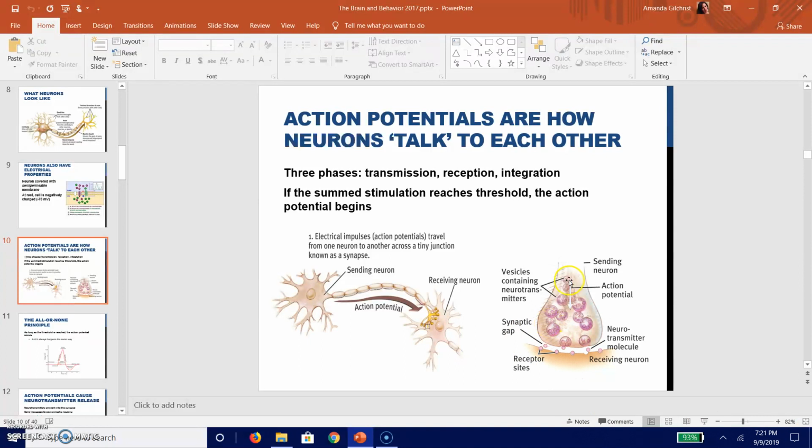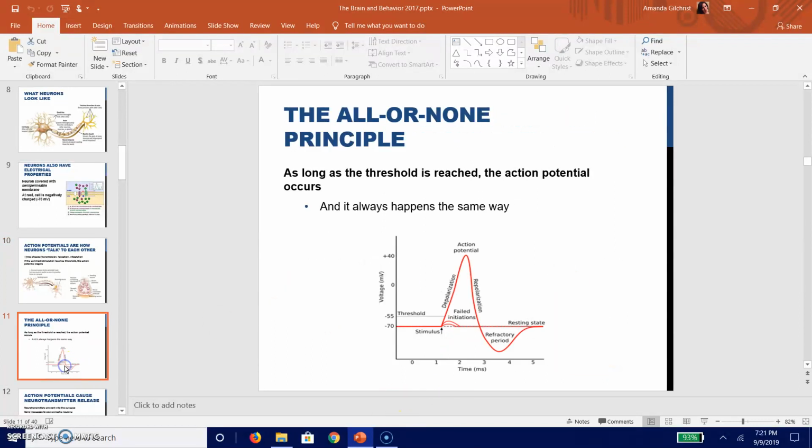So here's kind of what this looks like. An action potential goes down the neuron, releases some neurotransmitters. That neuron that is receiving the information will sum those inputs and determine whether or not to reach threshold. If it does reach threshold, we actually find something pretty interesting. So here is our resting state potential, as you can see right here. As long as that threshold is reached, the action potential always happens the exact same way. What's going to happen is the cell is going to rapidly become less negative. We call this a depolarization, and it's going to peak at around positive 40 millivolts.